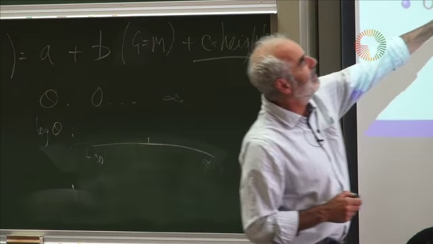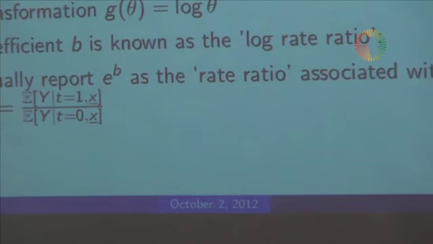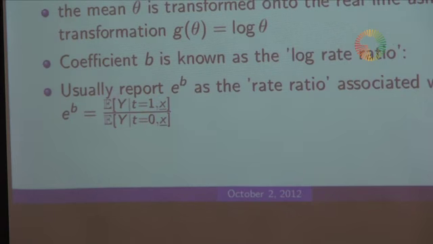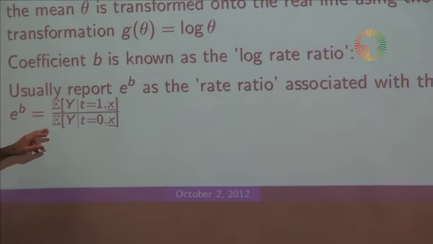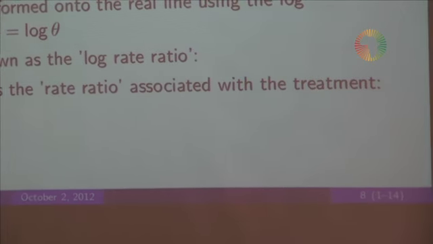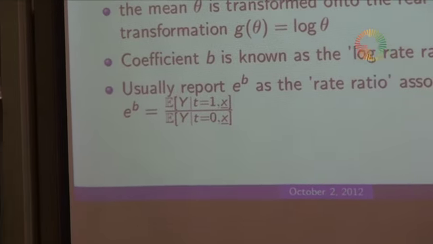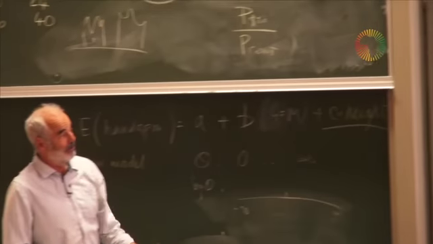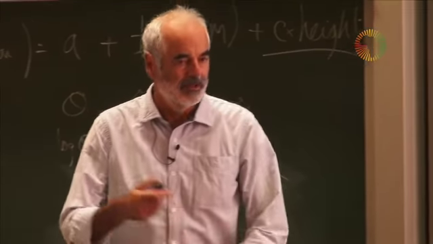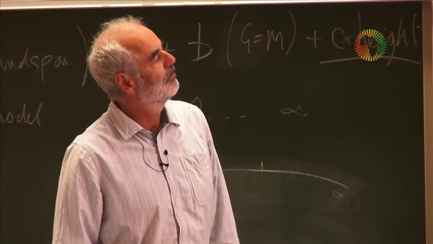And the coefficient B then is usually known as the log rate ratio. And people take the exponent of that and call it the rate ratio. It's the rate ratio because it turns out that it's the ratio of the expectations, not the difference in the expectations. And so that's what people use all the time in medical work. So if you're in anything like epidemiology, it's absolutely standard to use this.